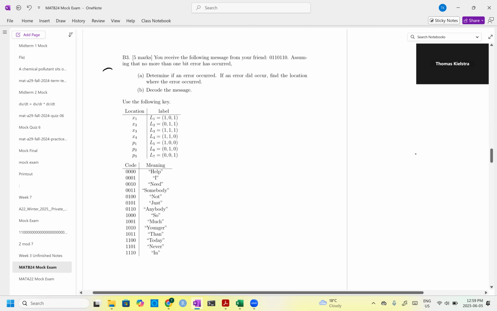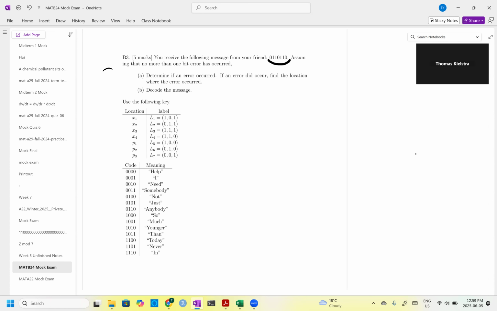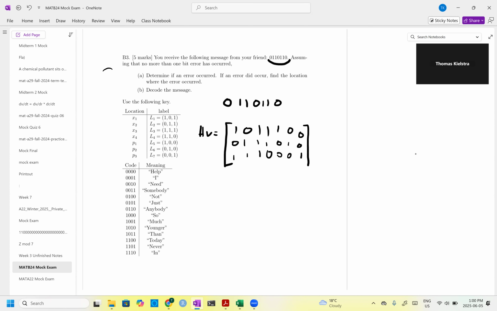So first thing that we have is this message here. That's the message that we've received: 0110110. Okay, so now we have to use our locations to decode this. So our locations, H equals 101, 011, 111, 110, 100, 010, 001.